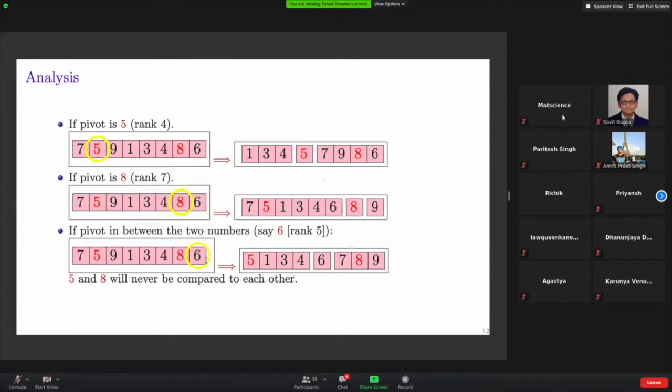Will they be compared? Will your algorithm compare them? They are in different sub-problems, like 5 and 8, and there will not be any comparison between 5 and 8. So this will not be compared.